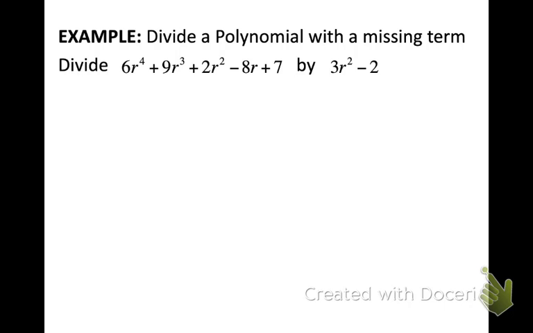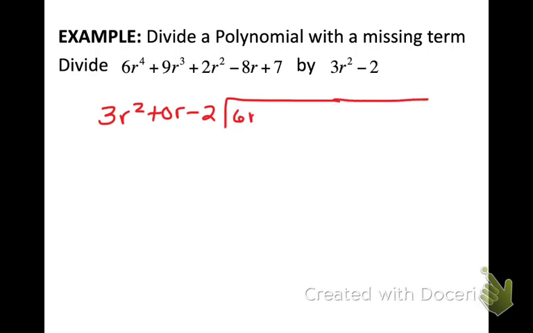So my first polynomial is okay, right? 4, 3, 2, 1, 0. No gap. But here I have a gap, don't I? 2, 1, 0. So I'm missing the 1, the linear term. So I'm going to put a 0 there in place of it for my space filler. So 3r squared plus 0r minus 2 is being divided into 6r to the 4th plus 9r to the 3rd plus 2r squared minus 8r plus 7.